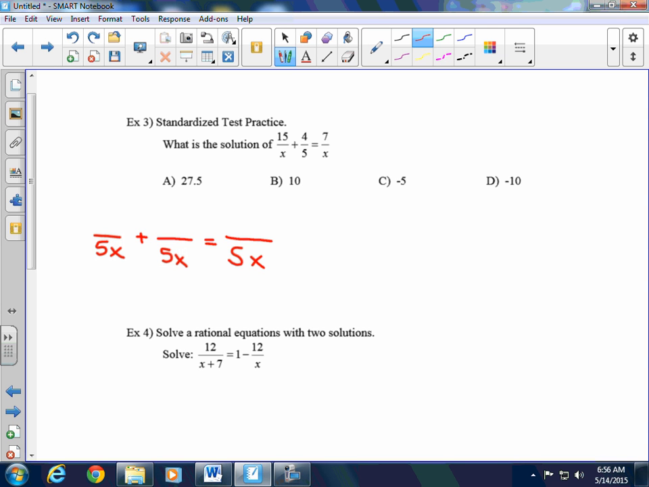So in the first one, I needed to get to a 5x, so I needed to multiply by 5. So when we do that, we're going to take 15 times 5, which is going to give us 75. So this is going to be 75 over 5x. In my second fraction, I needed the x. We're going to multiply that. That's going to be a 4x. In the third fraction, I needed the 5, so that's going to be 35.